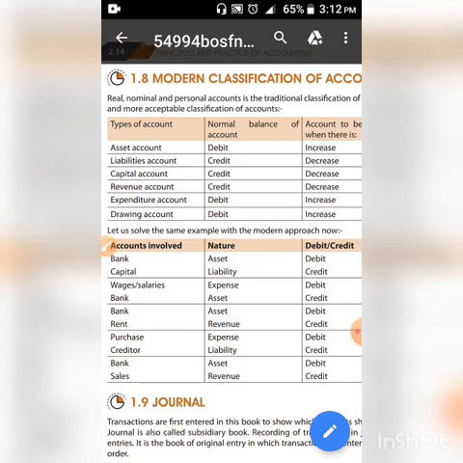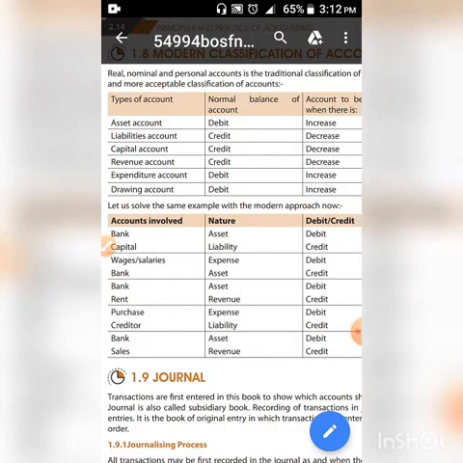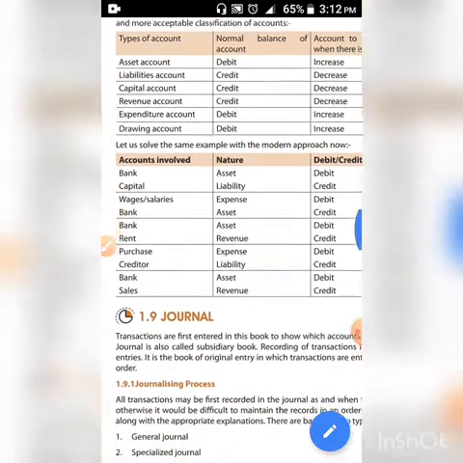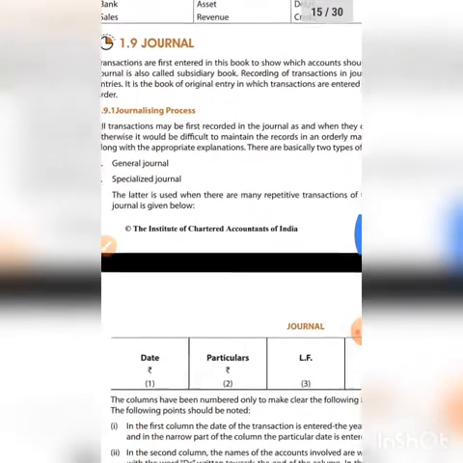What happens in the reverse case? You have to credit the asset account, debit the liabilities account, and debit the capital account. The same happens with other accounts. Okay then, let us know what a journal is.